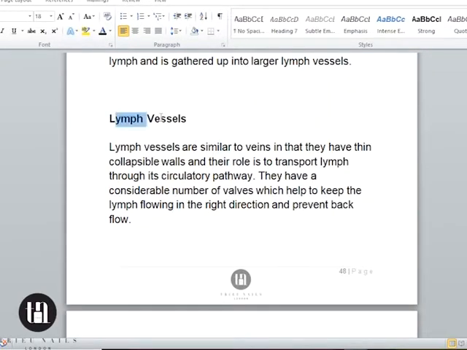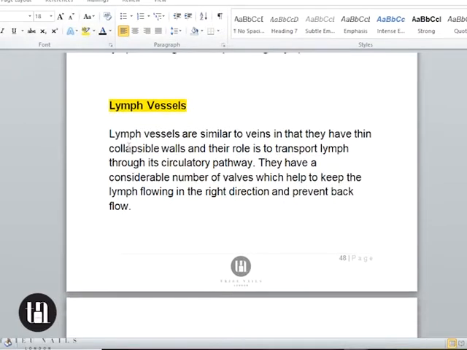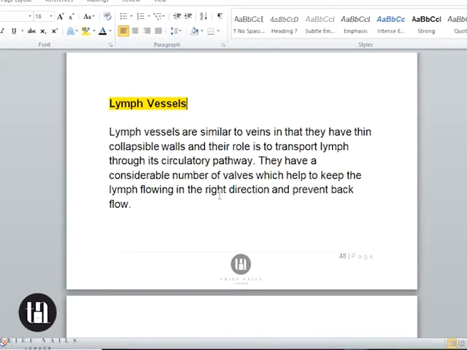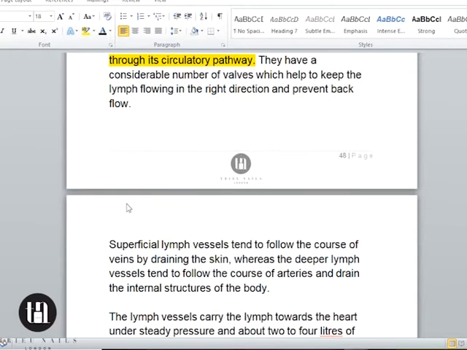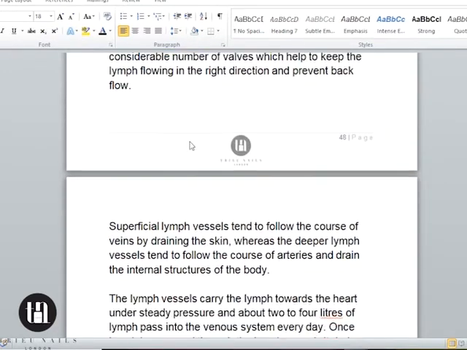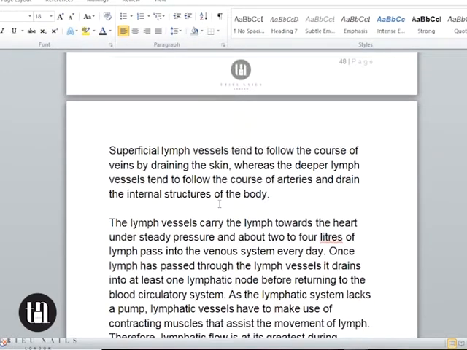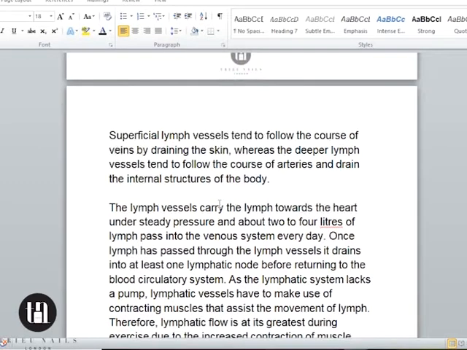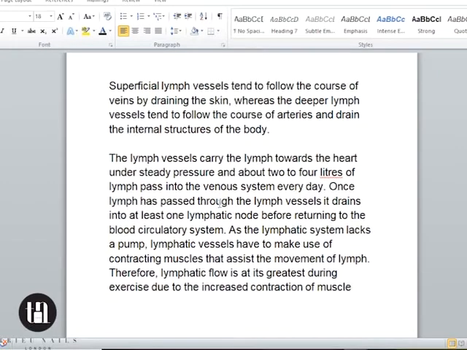So the larger lymph vessels. Lymph vessels are similar to veins in that they have thin collapsible walls, and their role is to transport the lymph through the circulatory pathway. They have a considerable number of valves which keep the lymph flowing in the right direction and prevent backflow, because remember, it's a one-way system. Superficial lymph vessels tend to follow the course of their veins by draining the skin, whereas the deeper lymph vessels tend to follow the course of the arteries and drain the internal structures of the body.